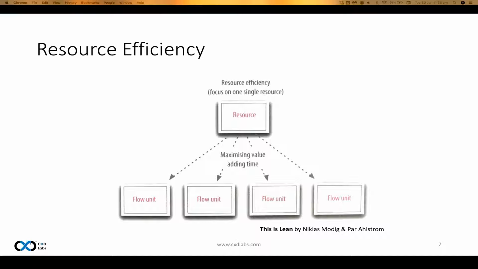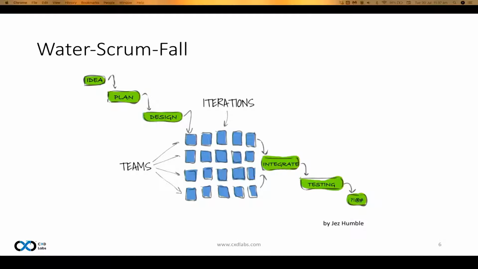We want to maximize capacity. We don't want to waste the investment that we've made. So the focus here is on high resource utilization and reduction of per unit cost of a flow unit or of work. So back to here, we've got our Water-Scrum-Fall model. Each team, planning team, design team, development team, they're all allocated work, and we want to make sure that they're fully utilized all the time in this model.